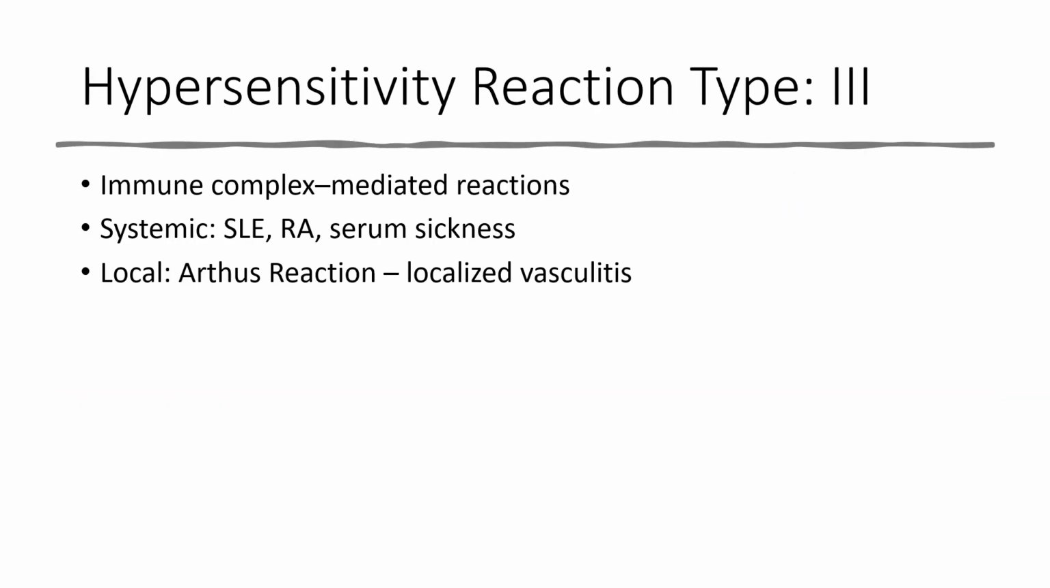So hypersensitivity reaction type 3. These are immune complex mediated reactions that occur when there's a formation of antigen-antibody complexes. So it's kind of similar to type 1, and there are two different categories of this type 3. It could be local or systemic. Local is the Arthus reaction, and that's localized vasculitis due to a deposit of immune complexes in a dermal vessel. This is after an intradermal or subcutaneous injection, so commonly vaccinations.